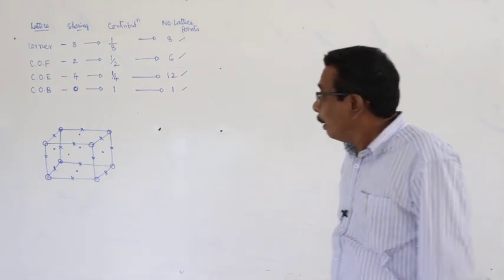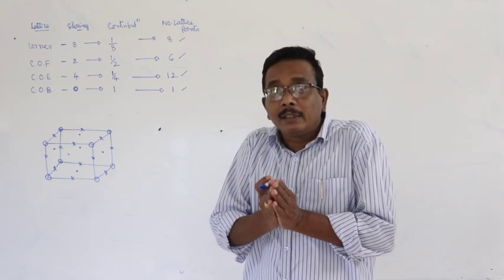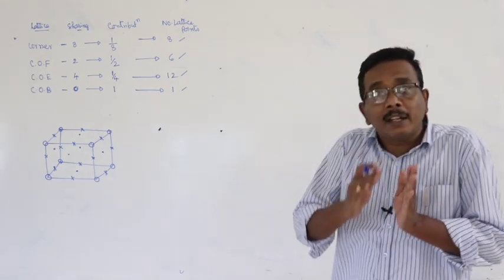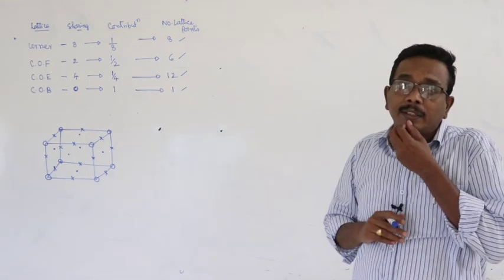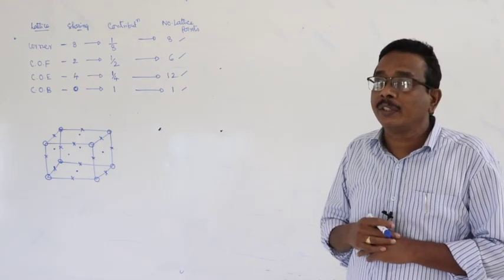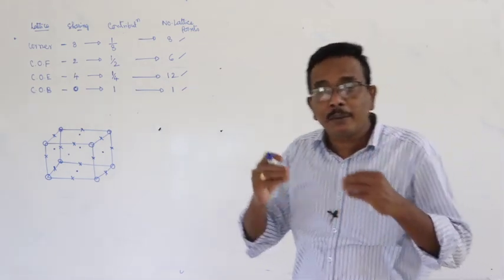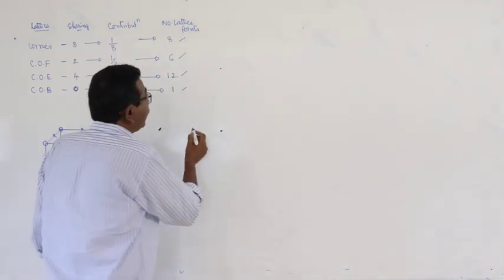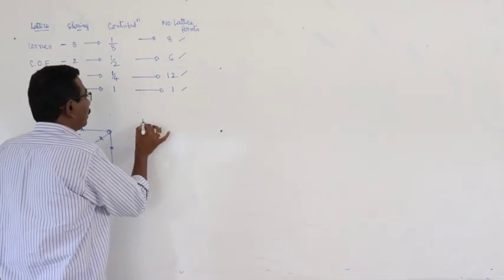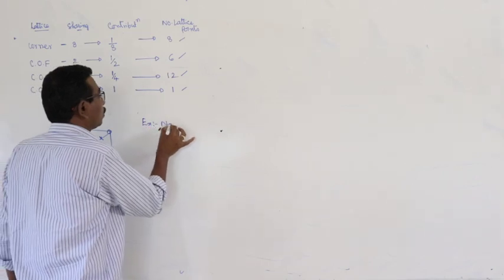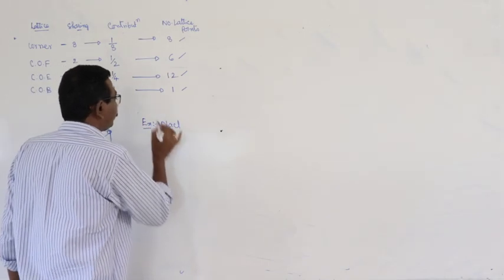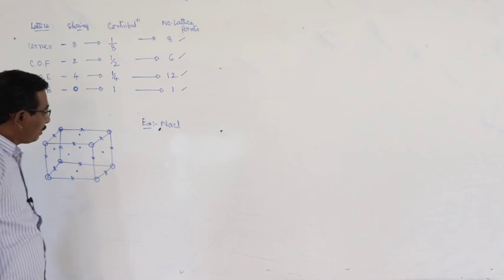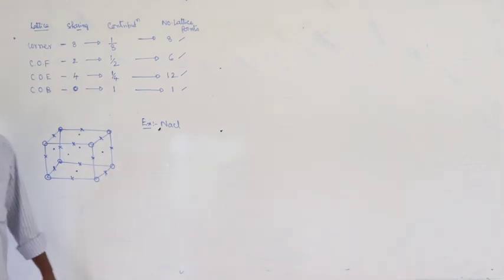Right? By using the concept that is already discussed in this topic of crystal structures, we have to give some examples. We have to explain the structure of some crystals. What are they? Here the first one. Example, sodium chloride.